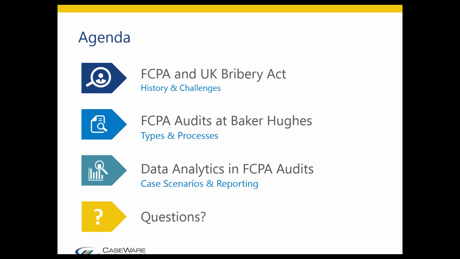So on our agenda today, we're going to talk very briefly about general FCPA and UK Bribery Act. We're then going to talk about our FCPA audit program and our processes at Baker Hughes. And then we're going to speak a little bit about data analytics for FCPA audits. We use FCPA a lot, but a lot of our slides are going to say anti-corruption. We're trying to change that to anti-corruption audits. And then we're going to have questions at the end. So feel free to ask questions along the way or save them till the end, and we're most happy to answer those.